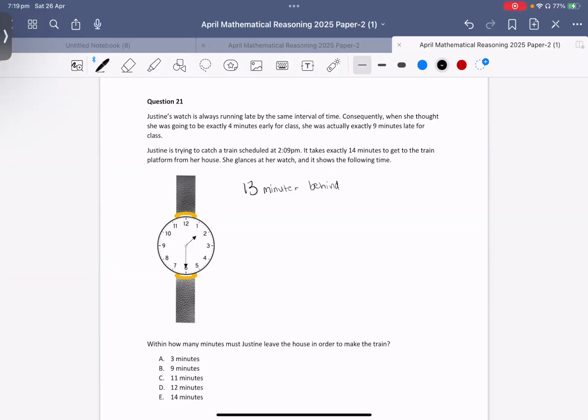It takes her exactly 14 minutes to get to the train platform from her house. She glances at the watch and it shows the following time. The current time it shows on her watch is 1:30, right? Within how many minutes does she need to leave the house in order to make the train?